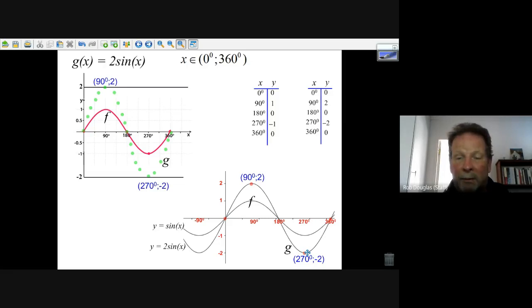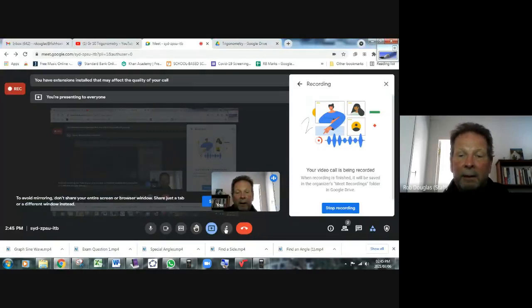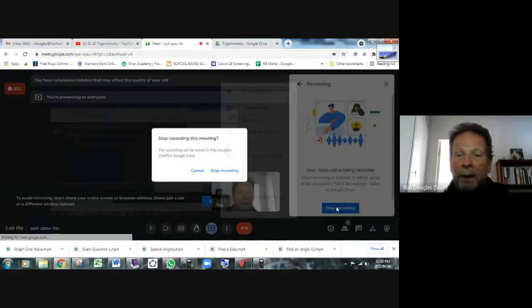The amplitude has doubled. That's what happens when you put a number in front of a trig function. It makes the wave that much bigger, or smaller if you put a fraction there. Okay, well, that's that. I hope it helps.